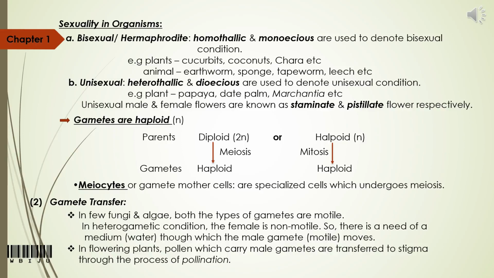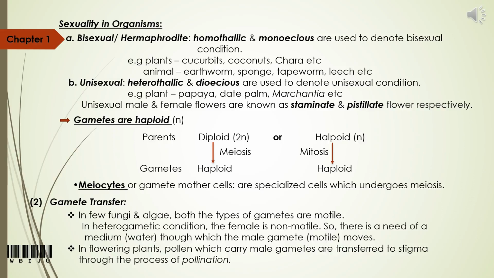Now let's see some other terms related to bisexual and unisexual. Bisexual, you can call it hermaphrodite or monoecious. And let's see some examples. Cucurbit, coconut, are examples of bisexual plants. And earthworm, sponge, tapeworm, are examples of bisexual animals.